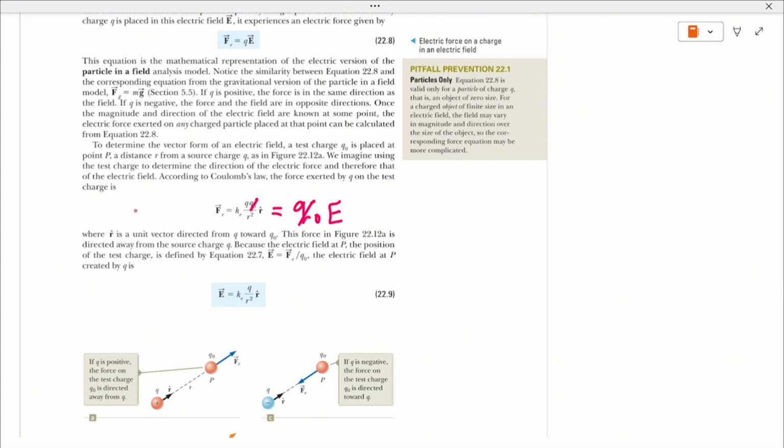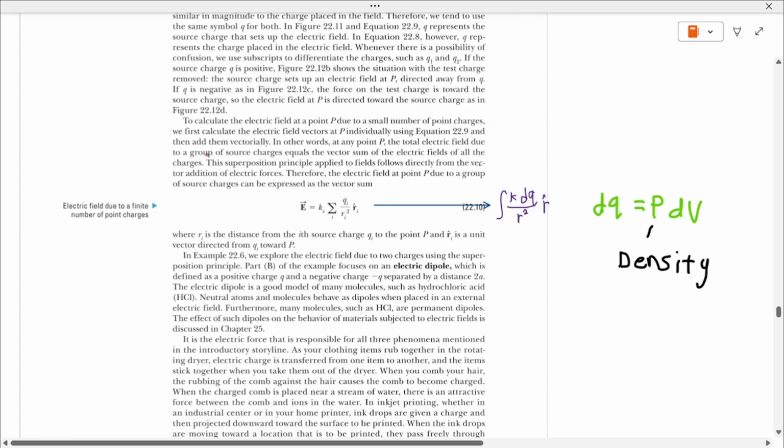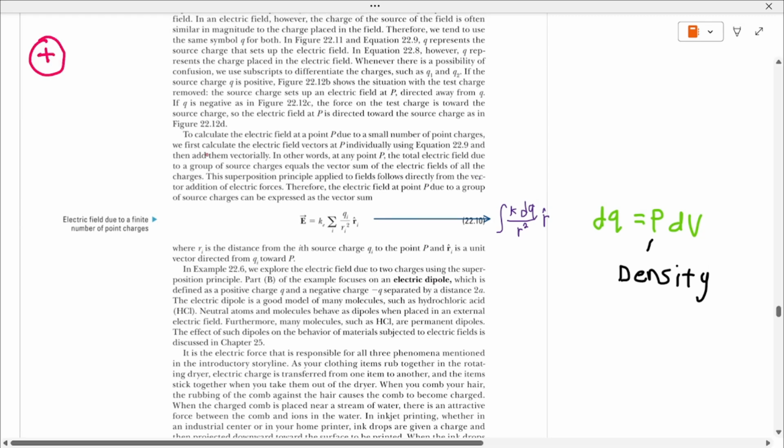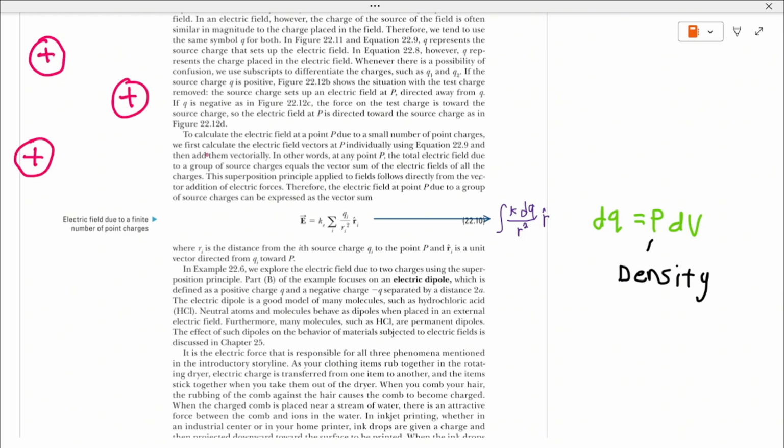When you're doing problems with this equation, it's important to consider the vector direction. So instead of just finding the magnitude with the force law like we did earlier, you actually have to draw the vectors and then add the vectors together. The net electric field is going to be equal to the sum of the contributions to the electric field from each source charge. Say we have 3 source charges, and we want to find the electric field at some point P.